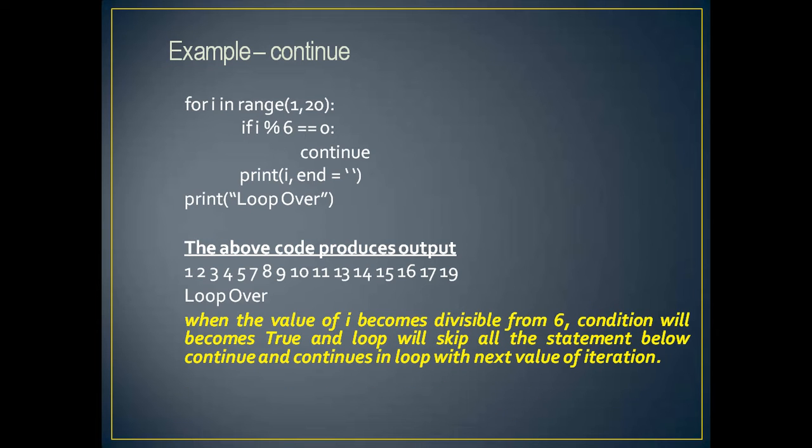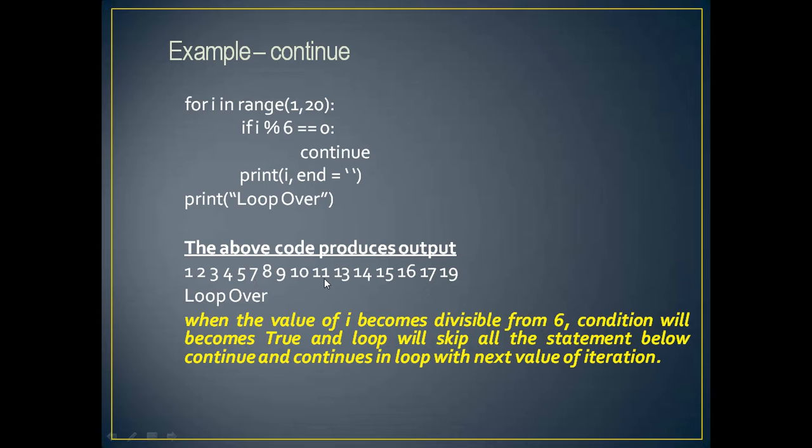Now about continue, the same loop: for i in range(1, 20), if i modulus 6 is equal to 0, and instead of break we have written continue. What will happen now? Just see, up to 5 it is printed because it is not divisible, and 6 is not printed because we are told to continue. We are not told to print it. Because it is modulus 6, it continues. 6 is not printed.